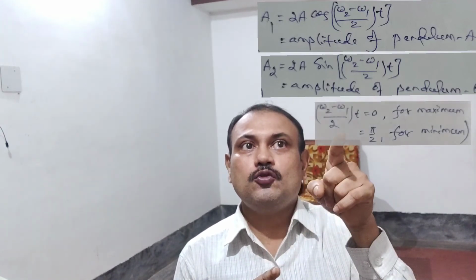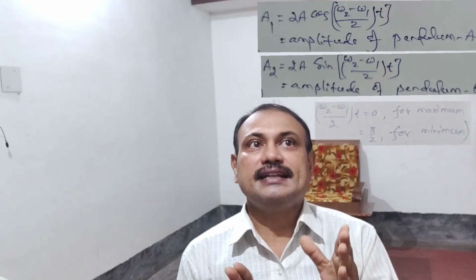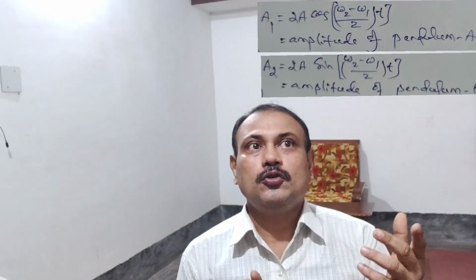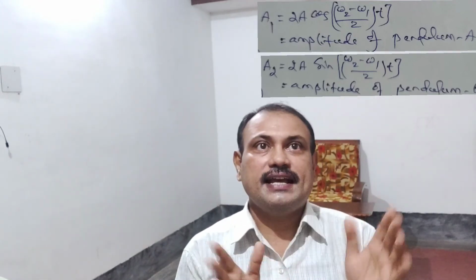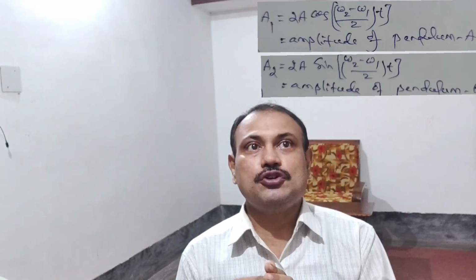In the reverse case, when omega 2 minus omega 1 by 2 into t equal to pi by 2, capital A1 is minimum, and in that case capital A2 becomes maximum. This is again possible. So that means if capital A1 is equal to 0, the entire energy is with the second pendulum, and vice versa.